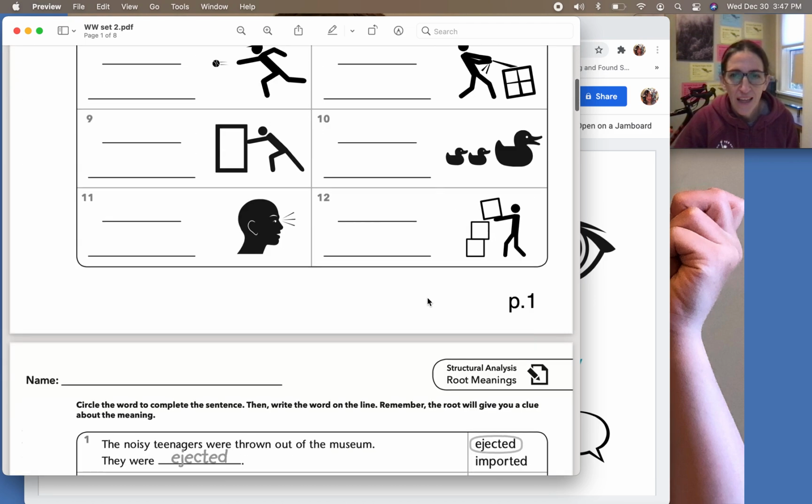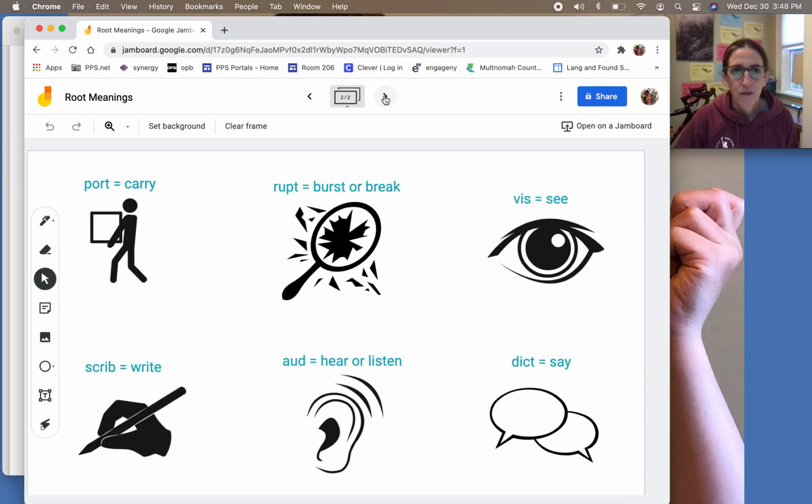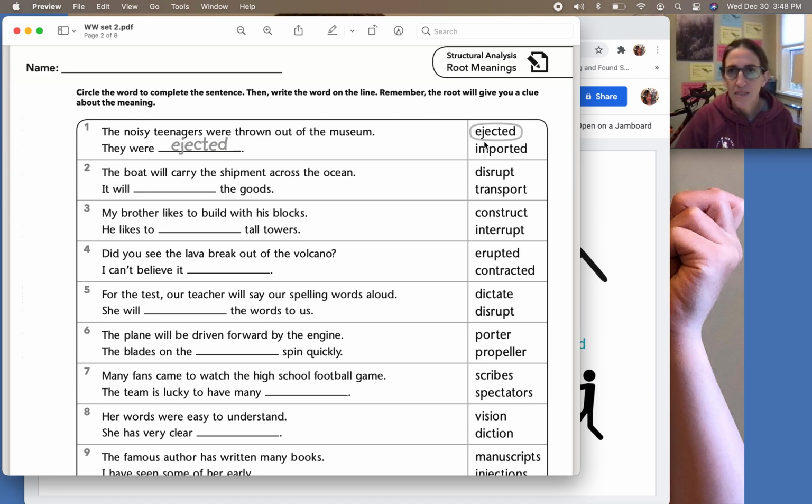You're welcome. And then on page 2, you're going to circle the word to complete the sentence. Then write the word on the line. Remember, the root will give you a clue about the meaning. The noisy teenagers were thrown out of the museum. Thrown out. Remember that to throw was ject. So I'm going to pick the word that has the root ject, ejected. They were ejected.